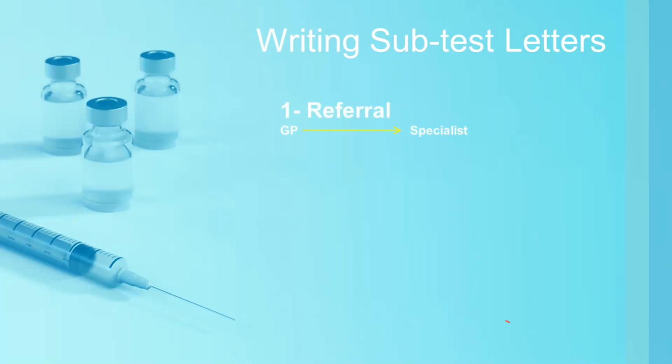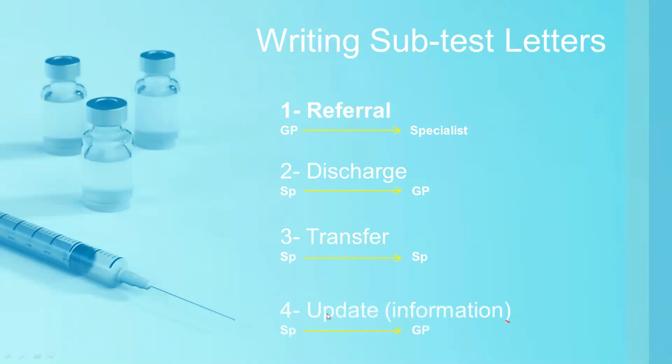The first type we have is the referral letter, like from a GP to a specialist. The next one, discharge. If you are a specialist, you discharge your patient to the GP, or a transfer letter from a specialist to another specialist. The last one, update or information letter. If you are a specialist, you may want to write an update letter to a GP informing him regarding a change in the dosage of medication or the regime of treatment of a certain patient.